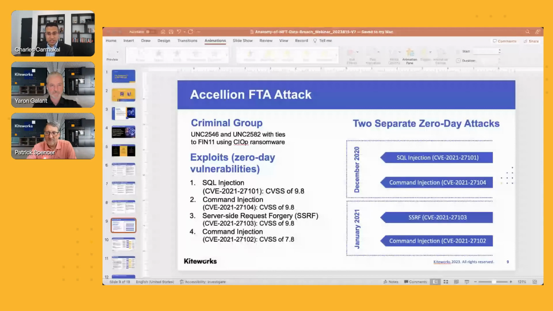We had a lot of experience with the Fin11 group or the Clop group, but this was the first time that we saw them do a mass exploitation event of an MFT product. And I think they were learning as they went along. And by the way, they're still learning today. They're making a lot of mistakes through the process. And I'll talk about some of the things that they've done well and some of the things they've done wrong.